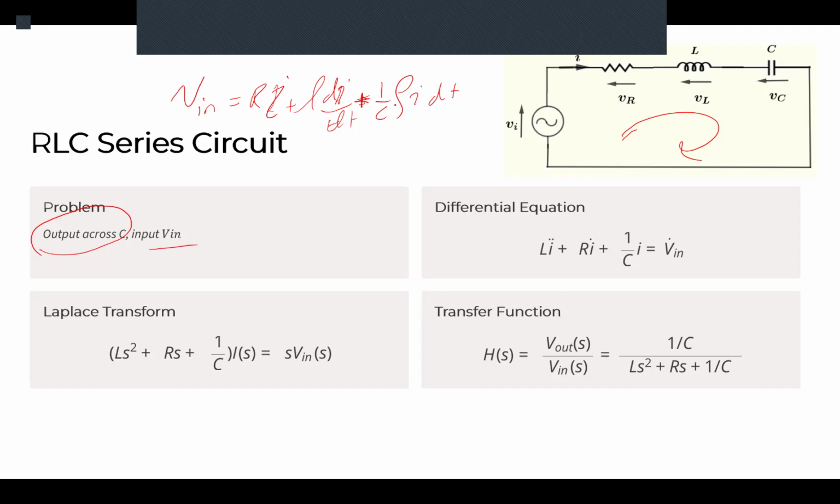Now, we want to get rid of this integral, so we get a differential for the whole equation. So this one becomes V in prime, R I prime, L I double prime, plus 1 over C I. Very good.